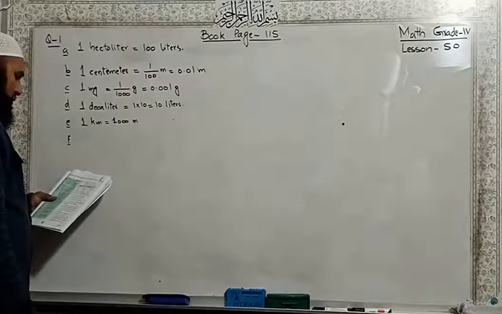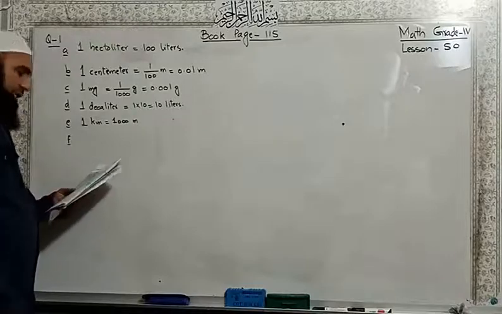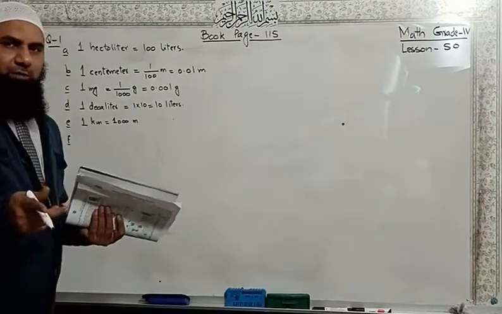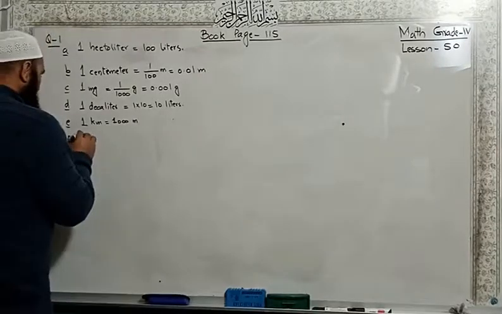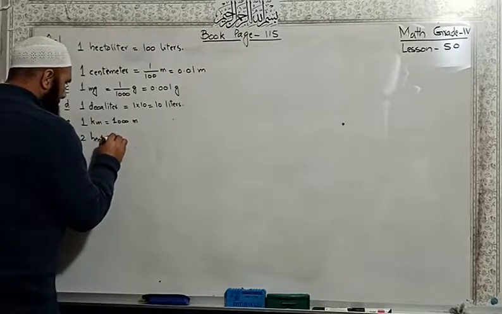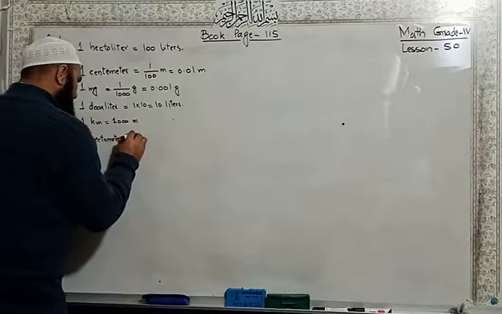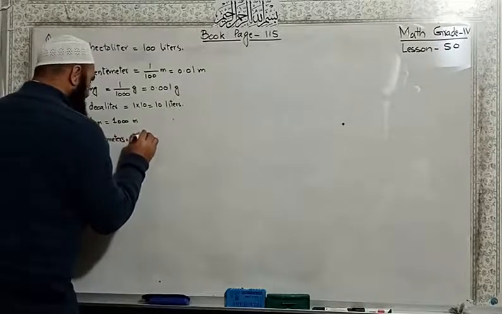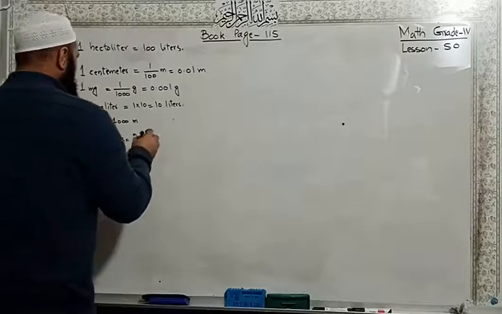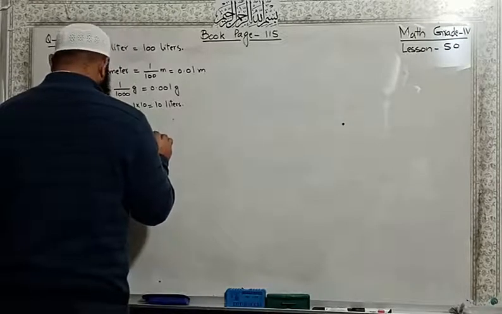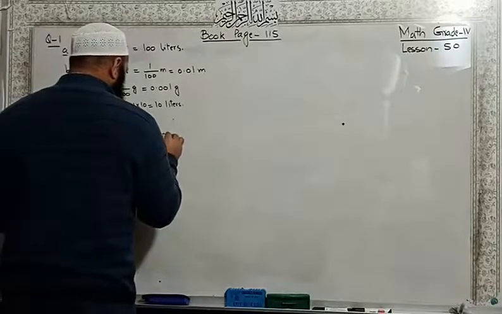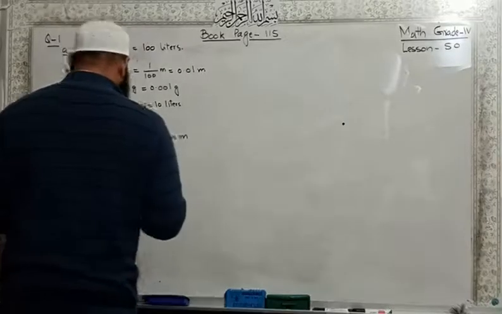Question number F. 2 hectometers are equal to how many meters? We know hecto means multiply by 100. So 2 hectometers will be equal to 2 multiply 100 meters, which will be equal to 200 meters.